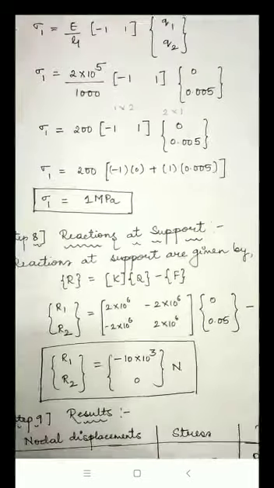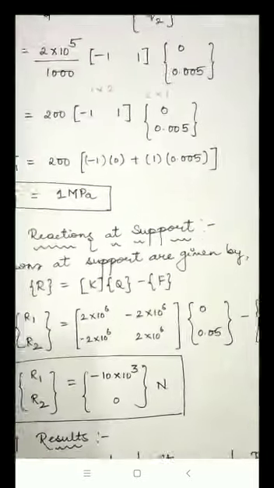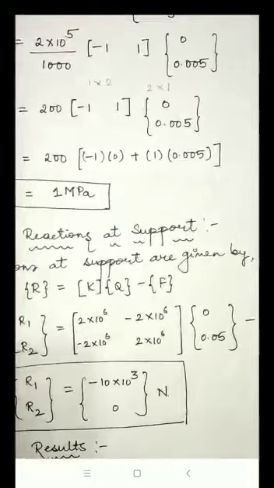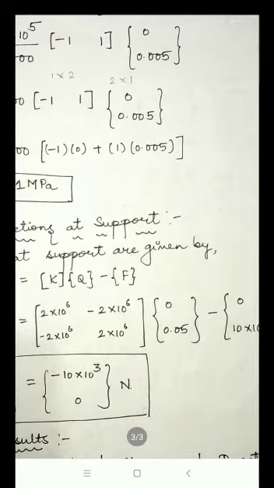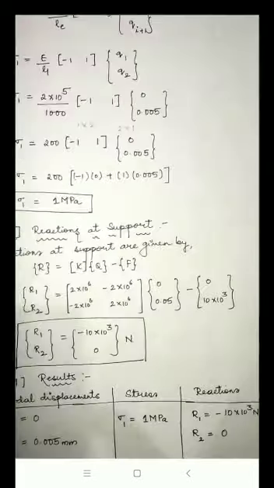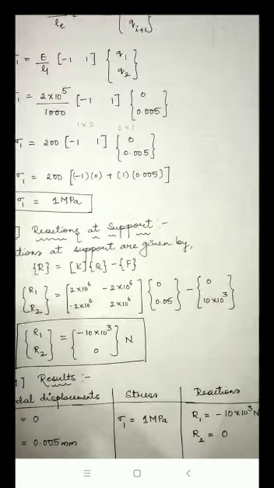Substitute all the values. We know K, we know Q, we know F also. While simplifying here, first I will multiply K and Q. Whatever the answer comes, subtract the force vector from that. We are getting the answers as R1 equal to minus 10 into 10 to the power of 3 Newton, R2 as 0. Since there is no support at node 2, reaction force will be 0 there. At the end, this third part of the problem is over.